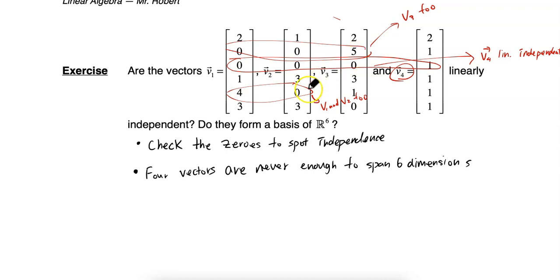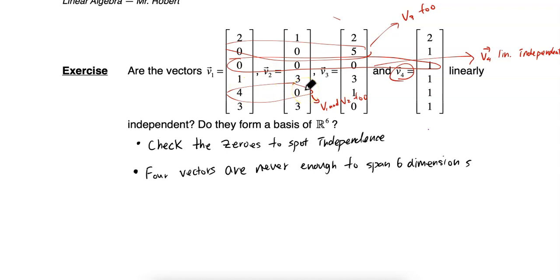And finally, because v2 has a 0 and v1 has a 4, we can say that these two are linearly independent, or v1 is linearly independent from v2. So we've managed to eliminate the fact that v4 would be redundant. It's not. v3 is not redundant from the first two, and now we've noticed that v1 is not redundant. It's linearly independent from v2.